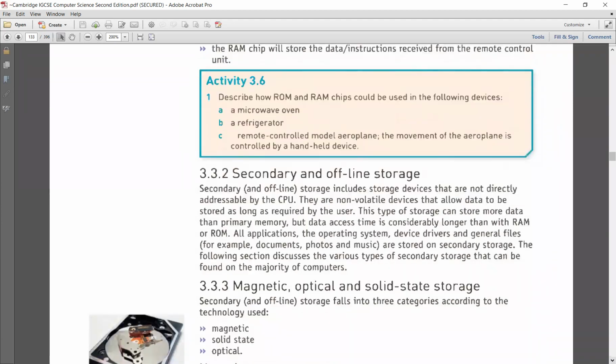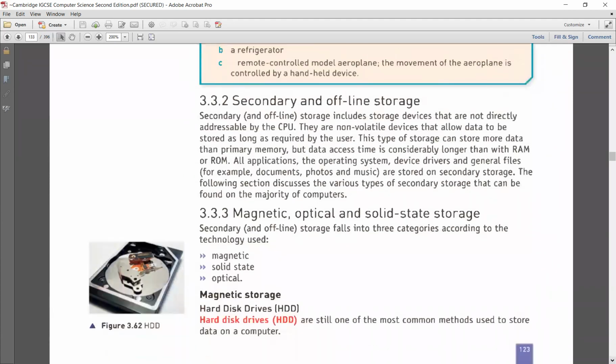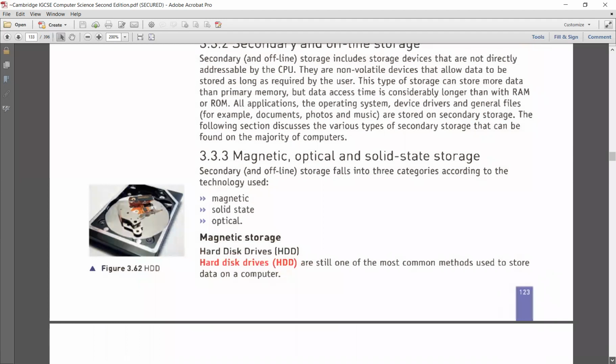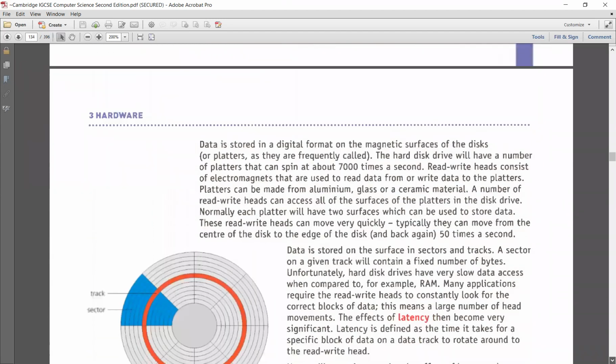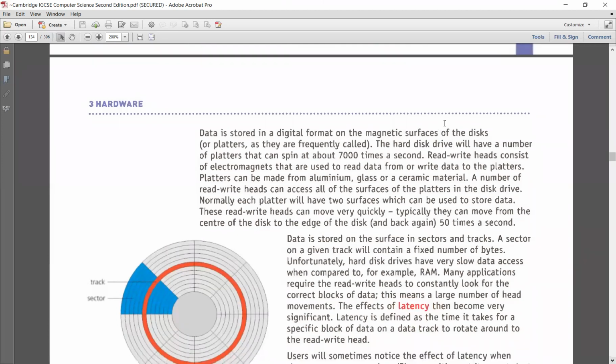Secondary and offline storages: we have the magnetic devices, we have solid state or optical, and hard disk drive. What you need to know in hard disk drive is very simple. You need to know what is track and sector. You need to know the term platters, and you can see the tracks and sectors.